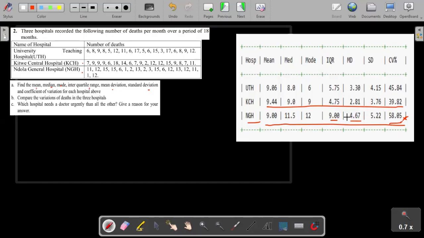So to answer C now, which says which hospital needs a doctor urgently more than all the others, and then give a reason for your answer. The hospital that will need a doctor urgently will be the one that has the highest variation. It means a lot of people are dying there. So based on this data, we're going to say this NGH needs a doctor urgently.